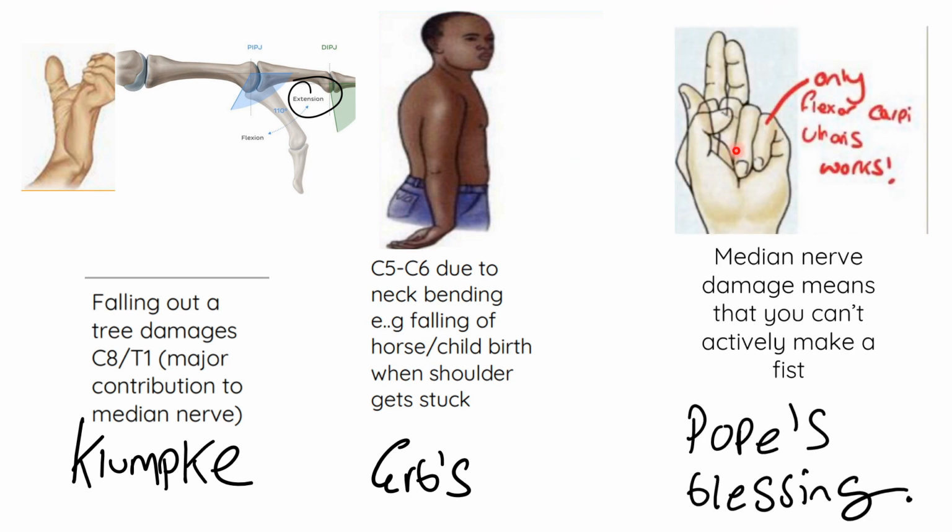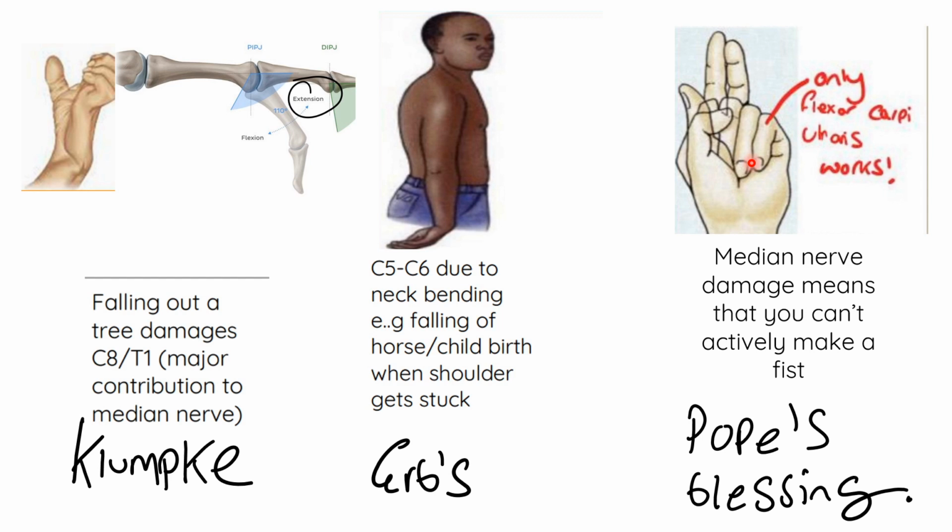Okay, the final one that comes up quite a lot is called pope's blessing. This also affects the median nerve, but we'll compare this to Klumpke's later on. But basically, it affects it lower down in the pathway, in the brachial plexus pathway. But remember, the median nerve also supplies the flexors of your arm and your hand. So your forearm and your hand. So these are the ones that close your hand inwards, right?